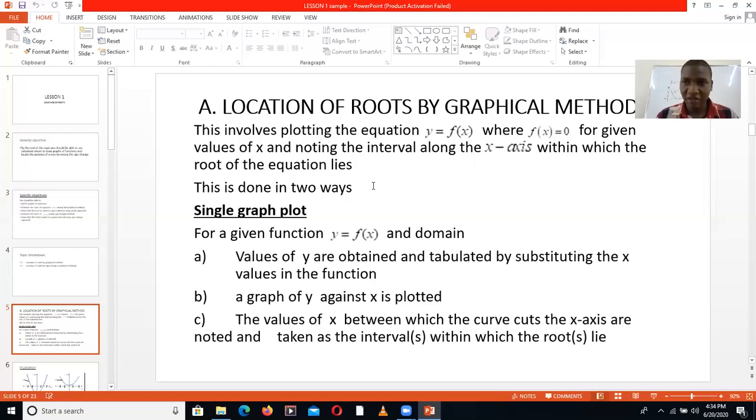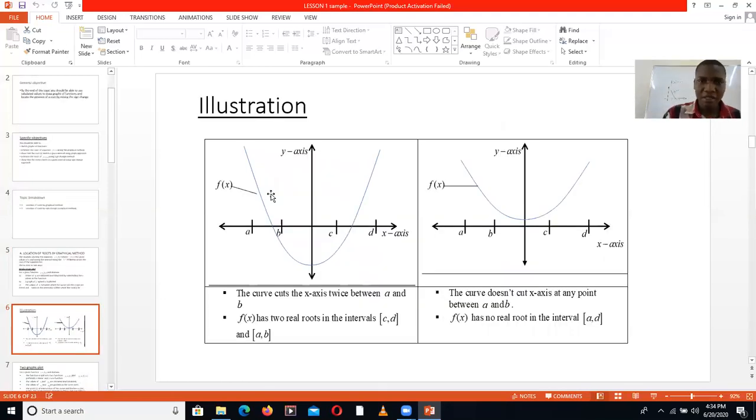and that will give you the interval within which the root of the equation lies. Let's have a simple illustration. Look at this graph here. You plotted your f of x. Let's say you have a function f of x. You plot it, and you notice that this curve you've obtained crosses the x-axis twice.